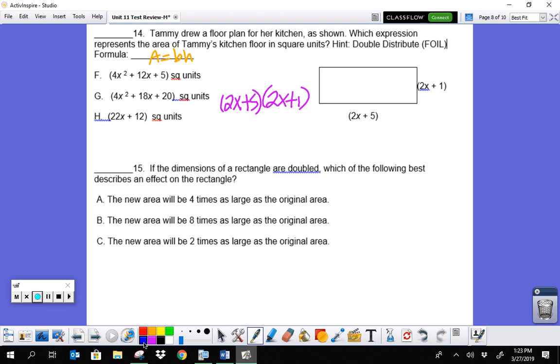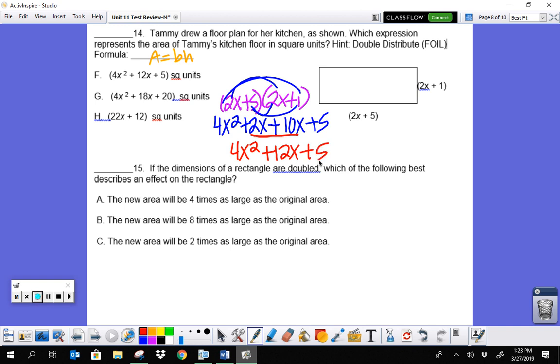It's like I'm taking this 2x and I'm distributing it twice, and then I'm going to take the 5 and distribute it twice. But 2x times 2x is 4x squared. 2x times 1 is 2x. The inside, 5 times 2x is 10x, and 5 times 1 is 5. I'm going to look for any like terms. I have like terms right here in the middle. So 4x squared, that's going to be plus 12x, and then plus 5. So 4x squared plus 12x plus 5.